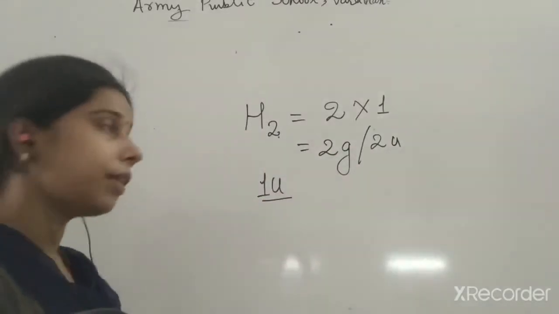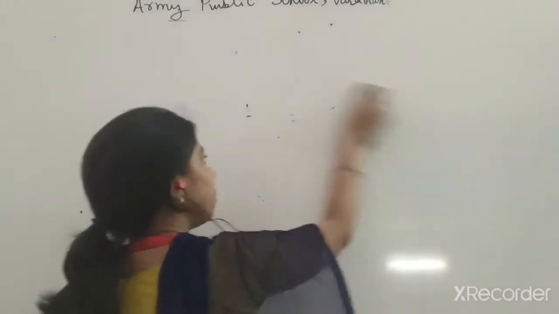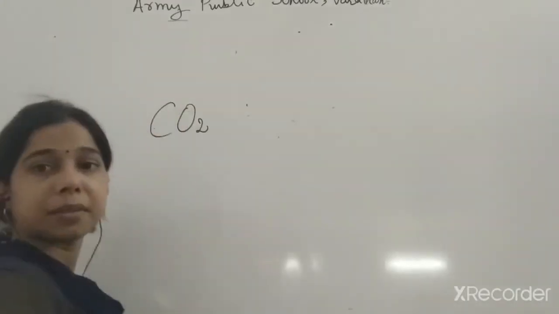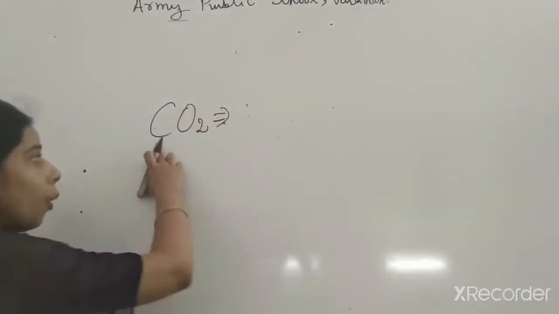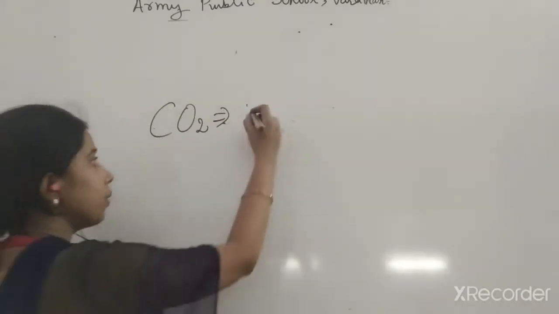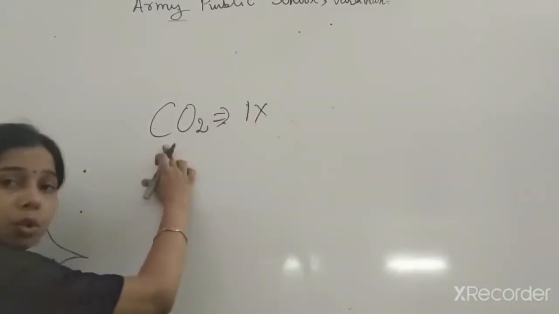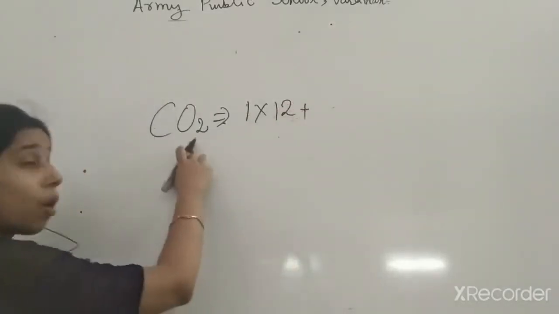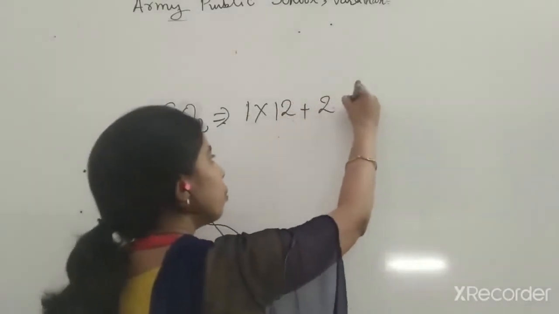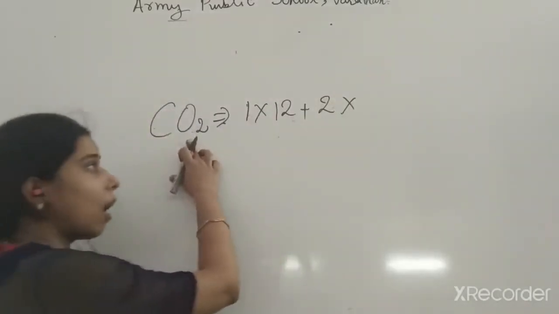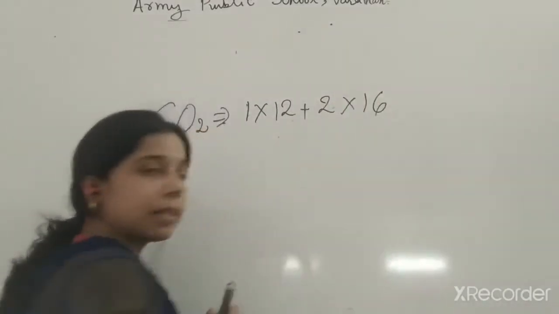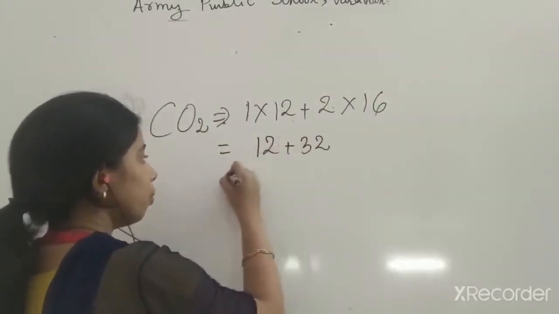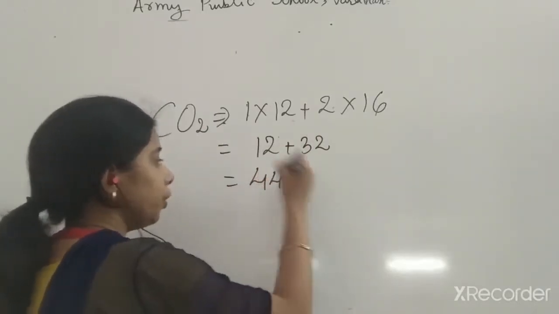We can understand with different examples to find the molecular mass. You see here, student, carbon dioxide. How many atoms of carbon are there? That is 1. So we will write 1 into, what is the atomic mass of the carbon? That is 12. Plus, how many oxygen are there, student? That is 2. So 2 into, what is the atomic mass of the oxygen? That is 16. Now it will be equal to 12 plus 32, that will be equal to 44 U.